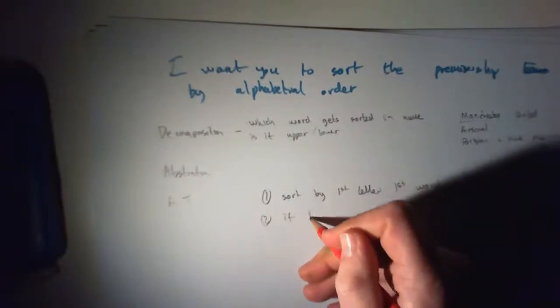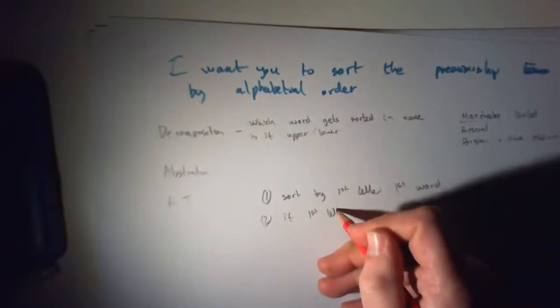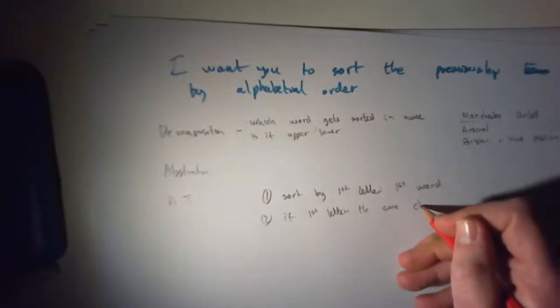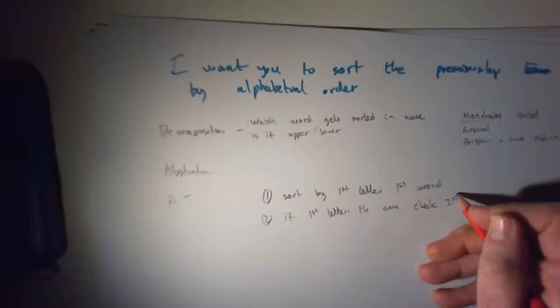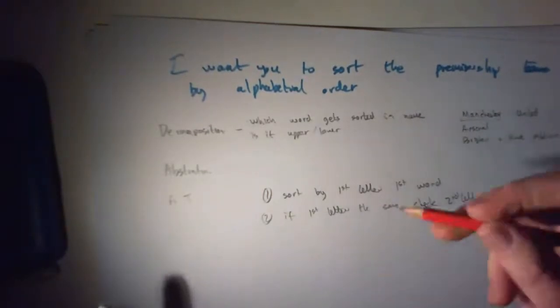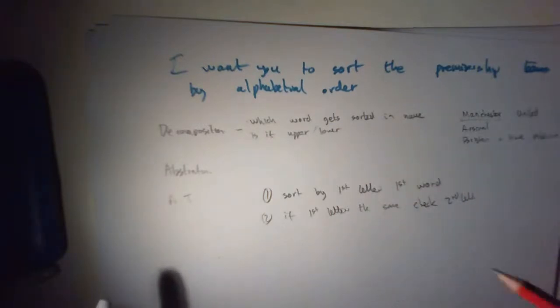So what do we need to do? If the first letter is the same, check the second letter, and so on and so forth. And eventually it'll sort them in the order you want. But it could take a bit of time. And that's what algorithmic thinking allows you to do.